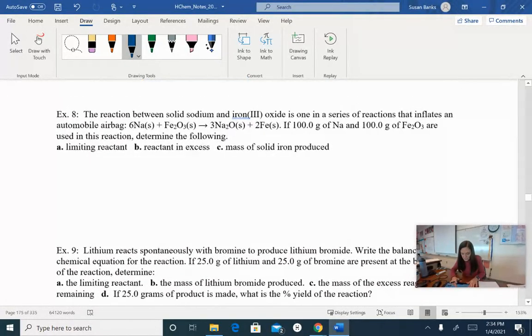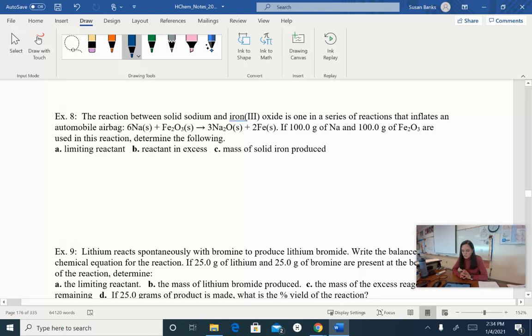So, example 8. The reaction between solid sodium and iron 3 oxide is one in a series of reactions that inflates the automobile airbag. I don't know if you knew that, but this is one of the reactions that we have going on. And we have one of the biggest airbag manufacturers just up the road here in Utah, up in Ogden. It's called Autoliv, and there are a lot of engineers that work there and chemists as well to create these reactions to inflate the airbags.